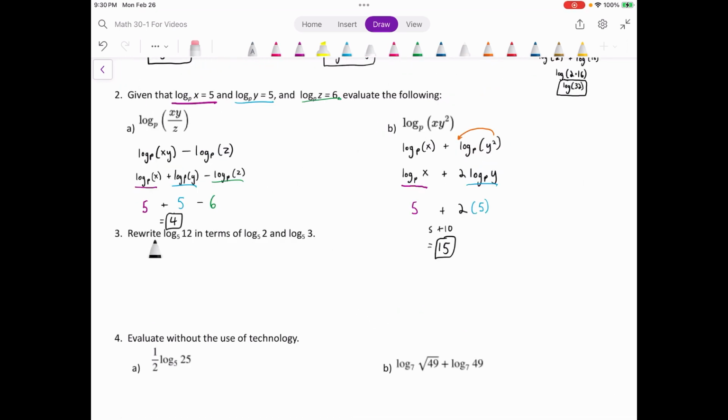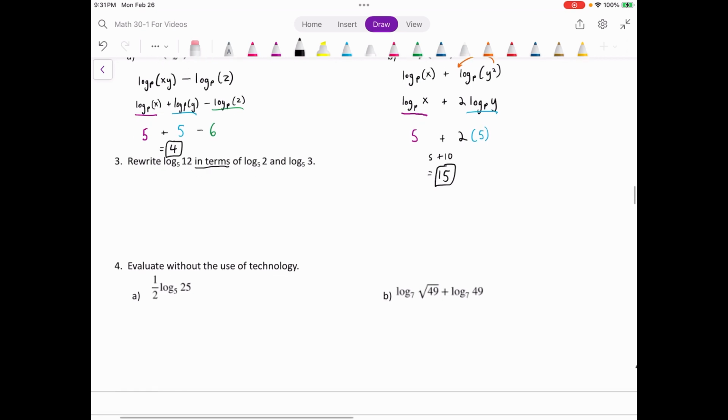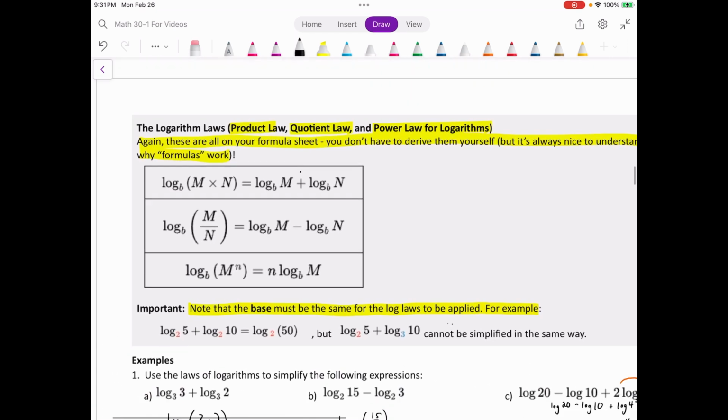So looking at the next one here, we want to rewrite log base 5 of 12 in terms of log base 5 of 2 and log base 5 of 3. So "in terms of" means write an expression for log base 5 of 12 where only these appear. That's what "in terms of" means, right? When we write an equation in terms of something, it means that something is all that's allowed to appear in the equation. So how could we do this?